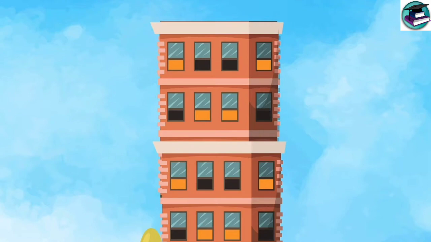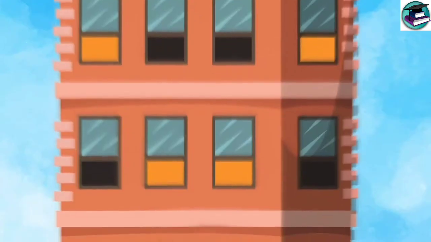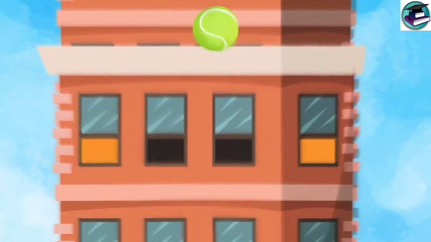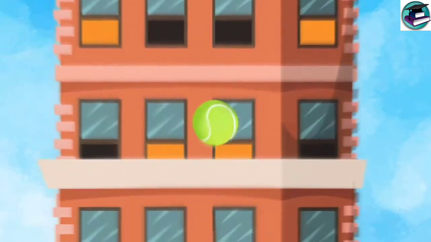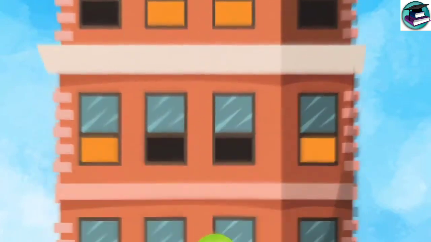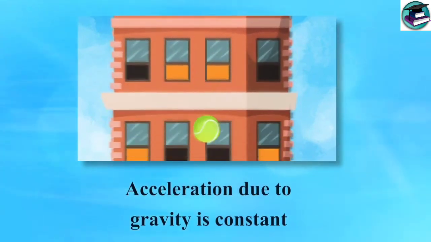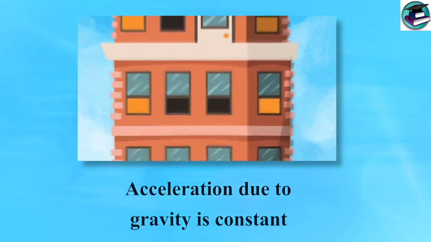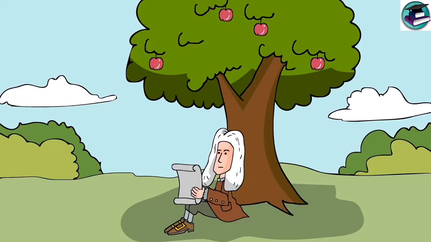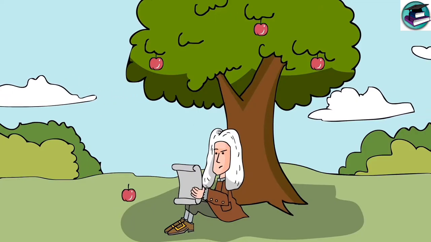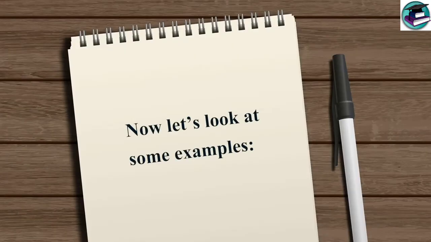Let's take another example. Take a ball to the roof of your house and release it. You will observe that the ball is in uniformly accelerated motion. This is because the acceleration due to gravity is constant. You will learn about gravity in chapter 10. Now let's look at some examples.